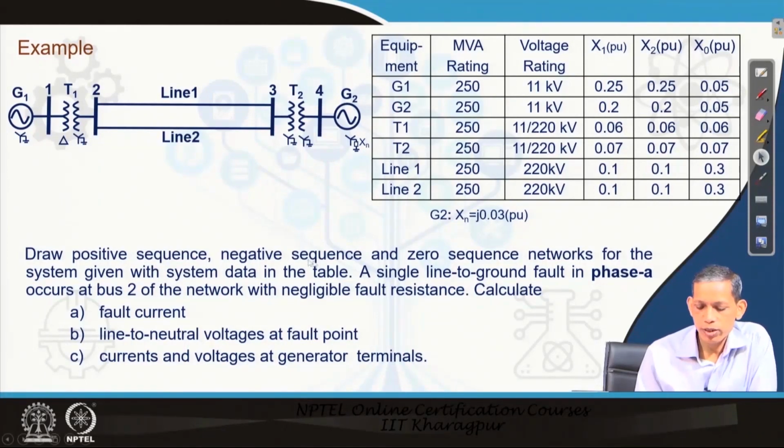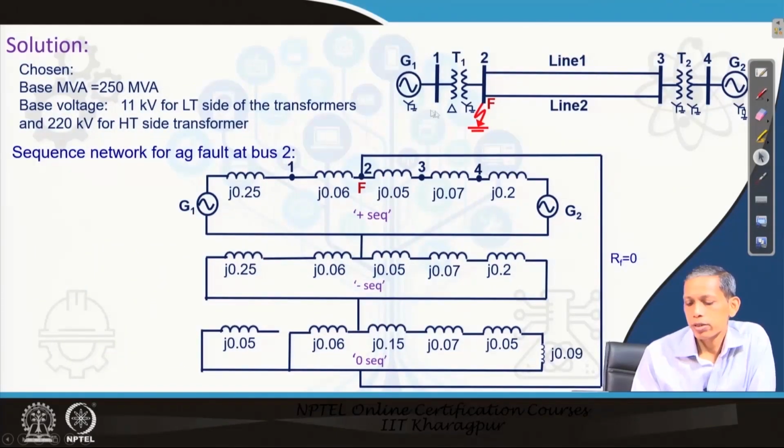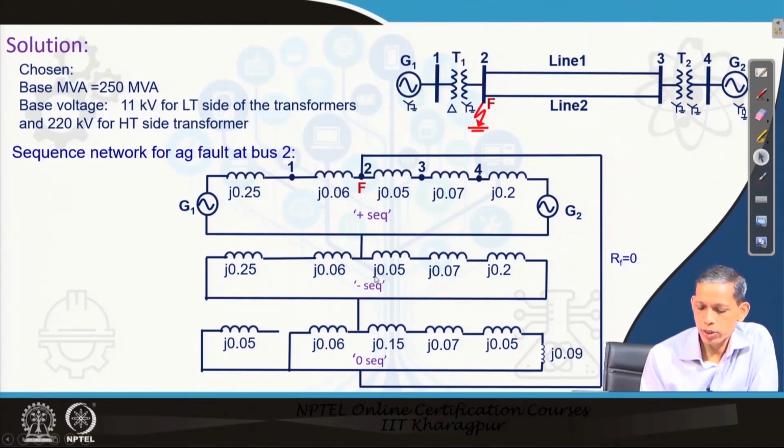Now we will first see how the corresponding sequence networks are drawn. You see here the fault is being here in this case. For this system we have the positive sequence, negative sequence and zero sequence diagrams. Consider the positive sequence diagram. For this case we have line 1 and line 2 in parallel, 2 to 3, 2 to 3, both the lines are in parallel. Therefore, we can make them one impedance or one reactance as shown here.